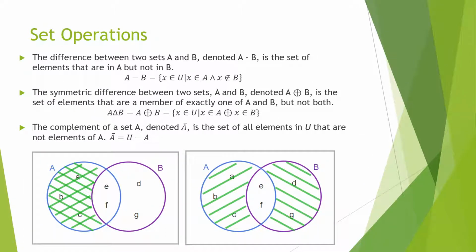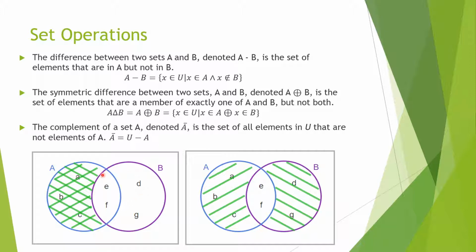Here we define three more operations on sets. The first one is called the difference. The difference between two sets A and B, which is denoted by A minus B, is the set of all elements that are in A but not in B. So A minus B is the set of all elements like X in the universal set, such that X is in A and X is not in B.